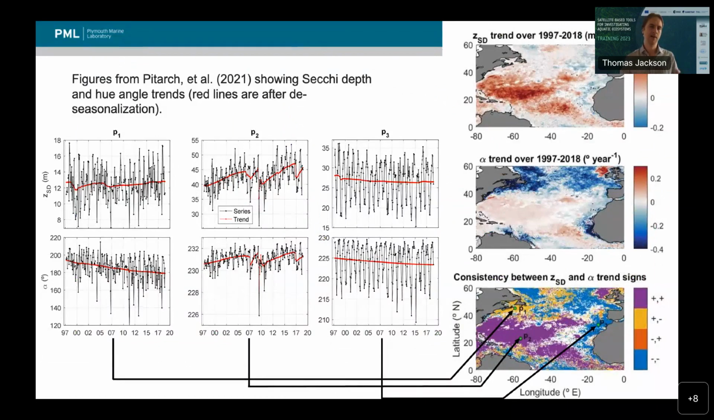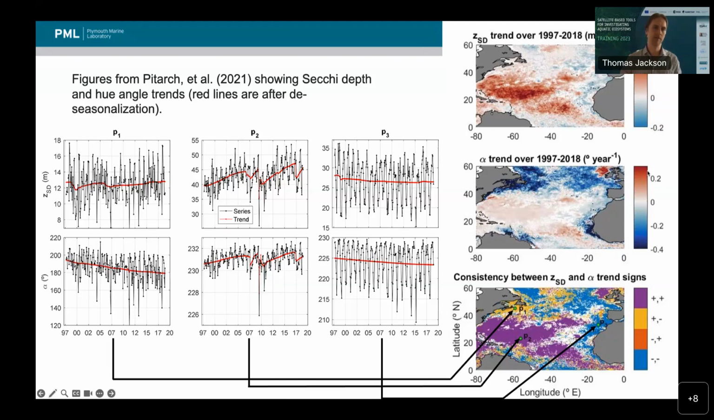And so here you can see a panel for the North Atlantic. The columns left to right, P1 to 3, are 3 different areas shown here. So we've got the Northwest Atlantic, we've got the Central Gyre, and we've got the Eastern Atlantic. And you can see if we look at the Secchi depth on the top and the hue angle on the bottom, they have potentially different trends in different areas. And that's just for 3 individual pixels.